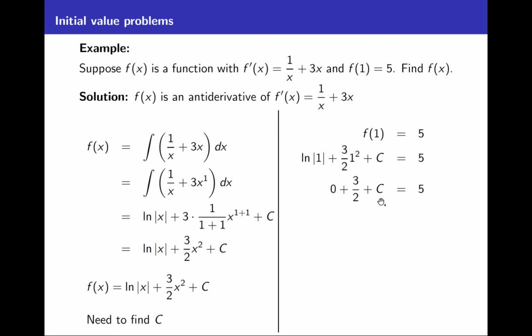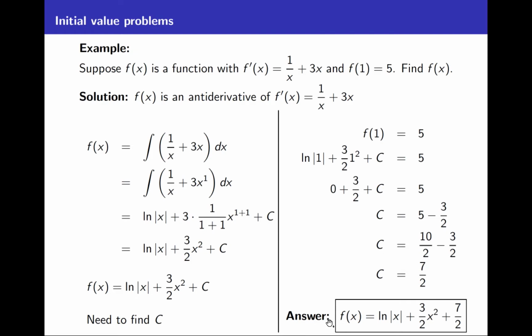And notice there's an equation here, and c is the only unknown, and we can solve for it. We get c equals 5 minus 3/2. Let's get a common denominator. And finally, c equals 7/2. So that's the value c has to have in this function, and that gives us our answer completely. F of x equals ln of the absolute value of x plus 3/2 x squared plus 7/2.